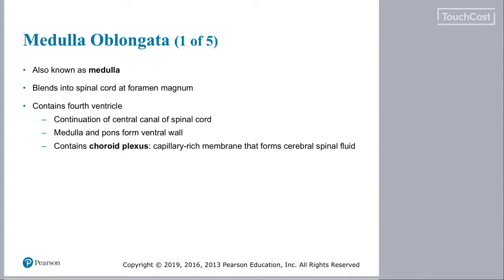It contains the choroid plexus, which is a capillary-rich membrane that actually forms our cerebral spinal fluid. So the choroid plexus is really important for this. If we didn't have that cerebral spinal fluid, we wouldn't have that cushioning and the nutrition for our brain.